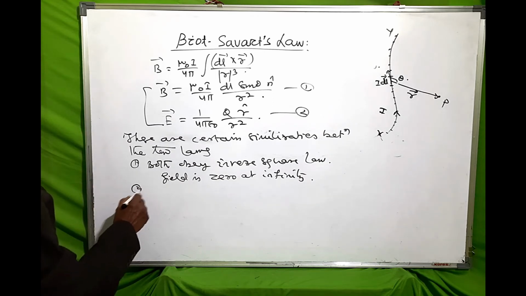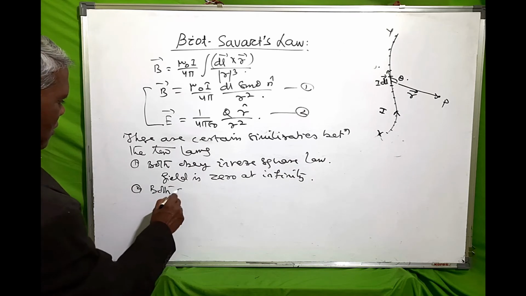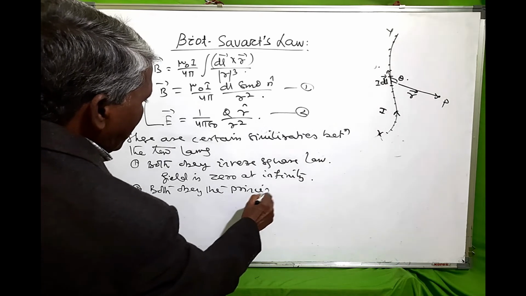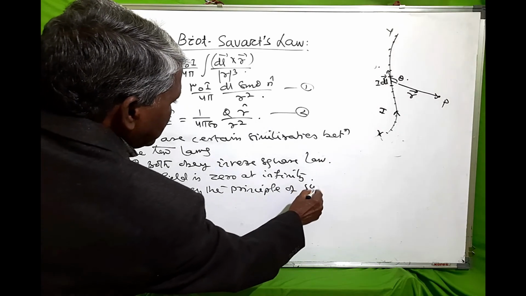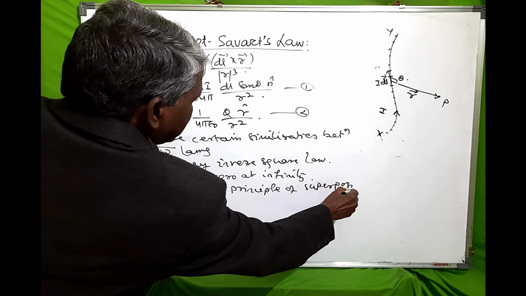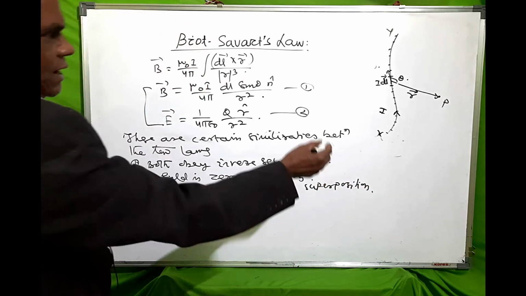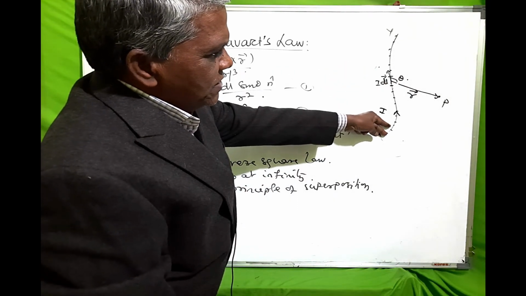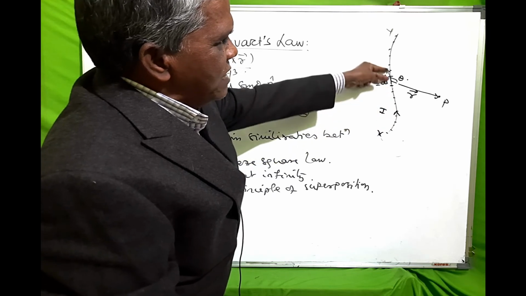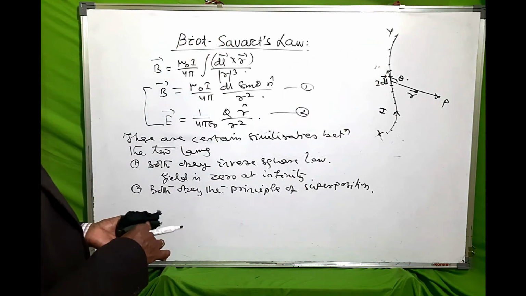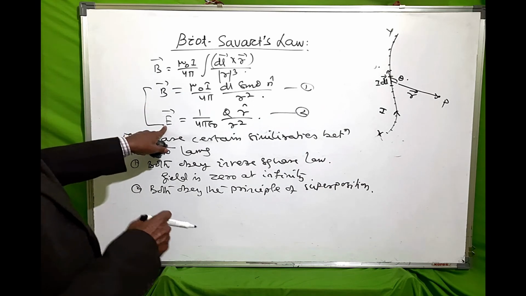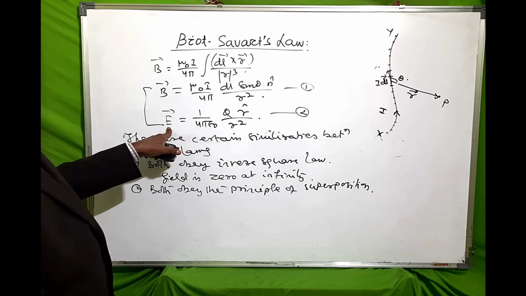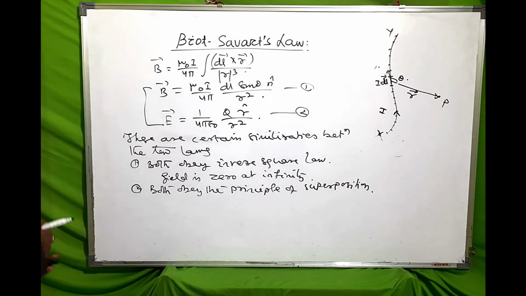Number two, both obey the principle of superposition. That is, here the magnetic field at the point is due to the contribution of magnetic field due to individual elements, and that is added vectorially, as is observed in case of electric field due to a number of charges. The resultant field is also obtained by the principle of superposition.